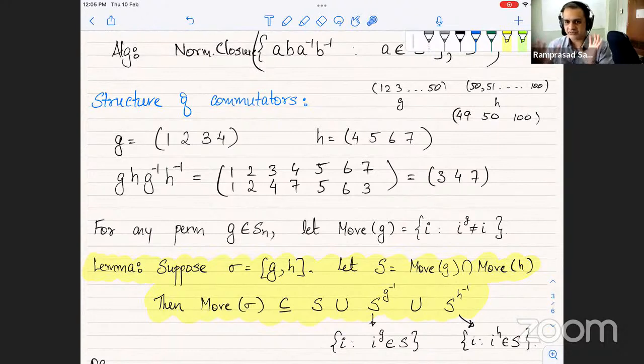Okay, so I hope the statement of this lemma is clear. We will just see a short proof. The proof is really, really simple. It's just some case analysis. But is the statement okay?